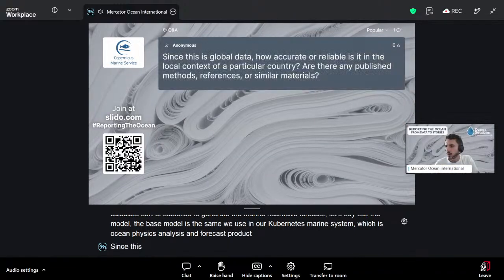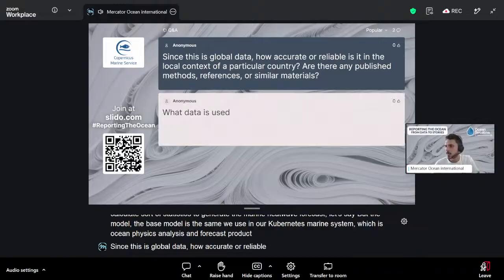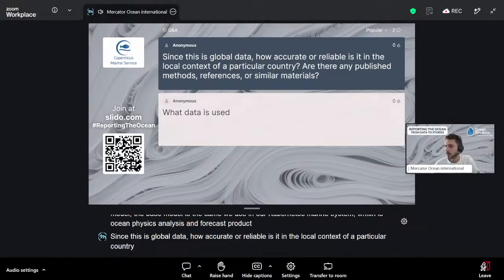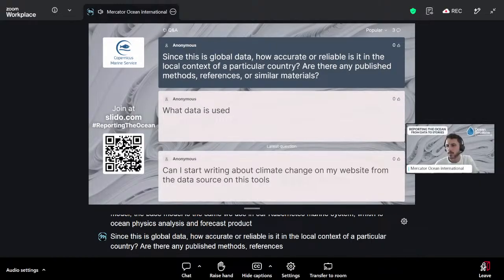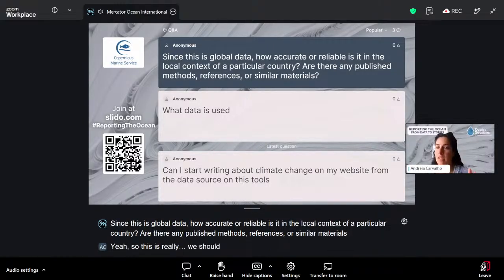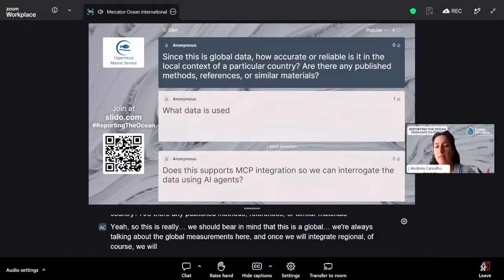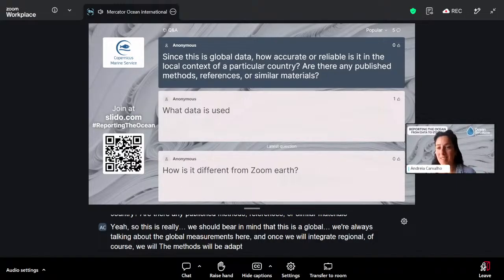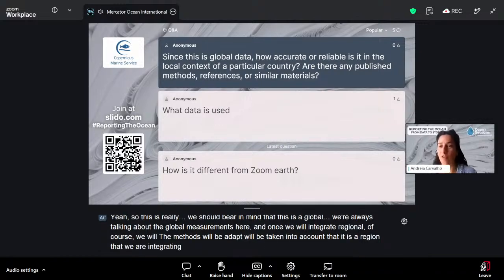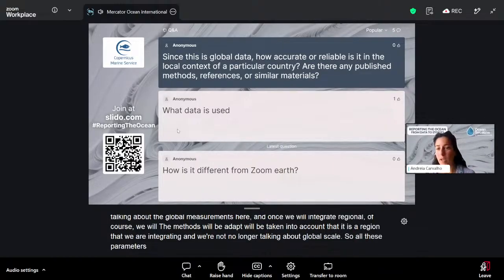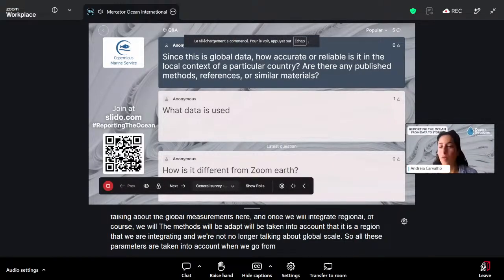Since this is global data, how accurate or reliable is it in the local context of a particular country? Are there any published methods, references, or similar materials? Yeah, we should bear in mind that we're always talking about global measurements here. Once we integrate regional data, the methods will be taken into account, because it is a region that we are integrating, and we're no longer talking about global scale. So all these parameters are taken into account when we go from global to regional.